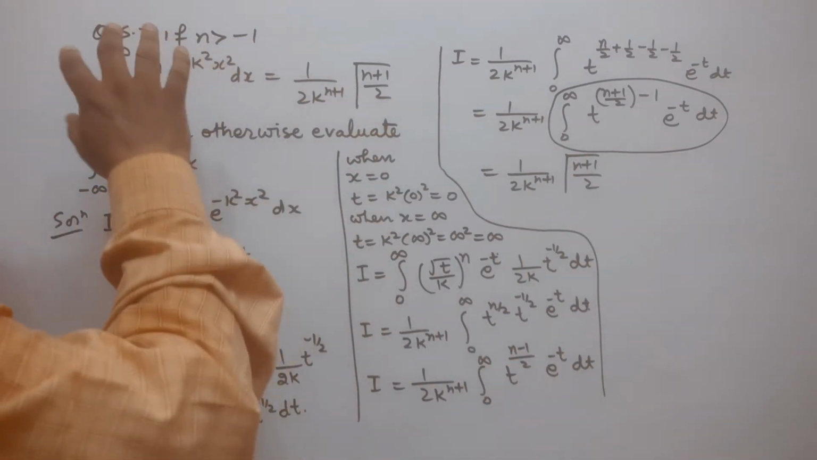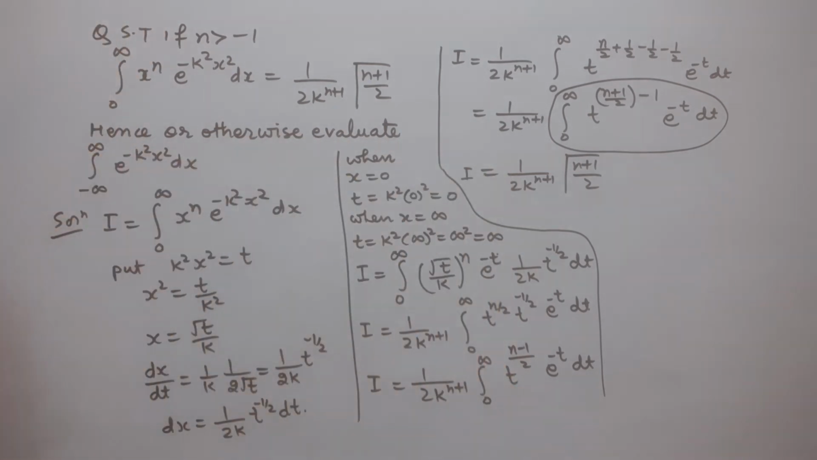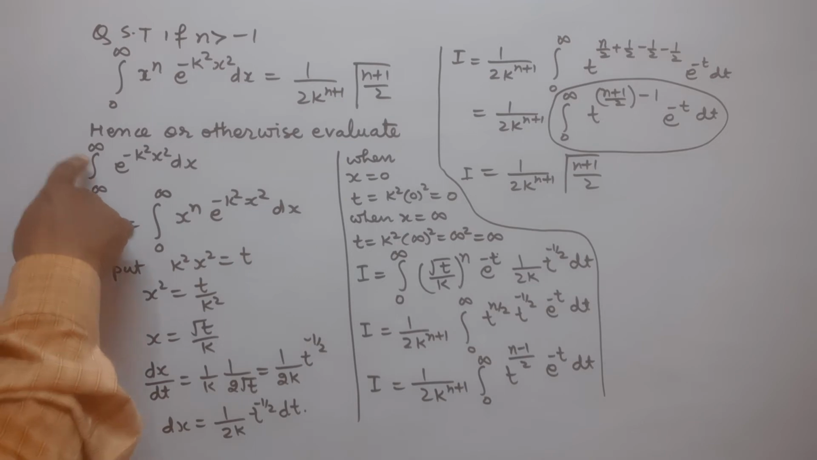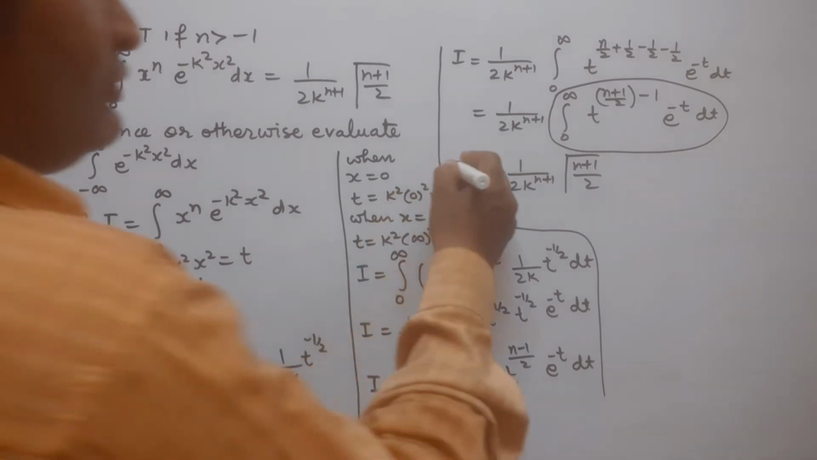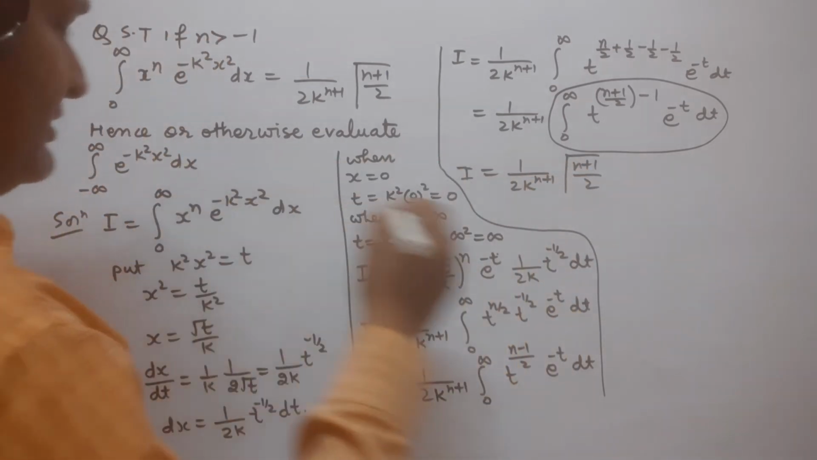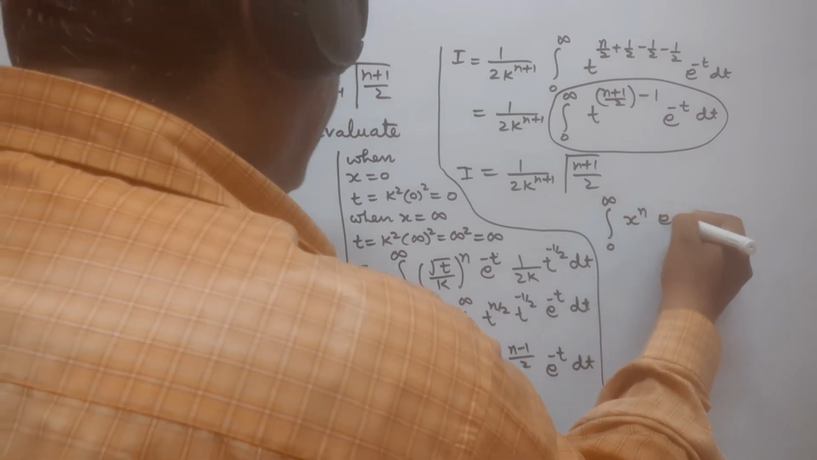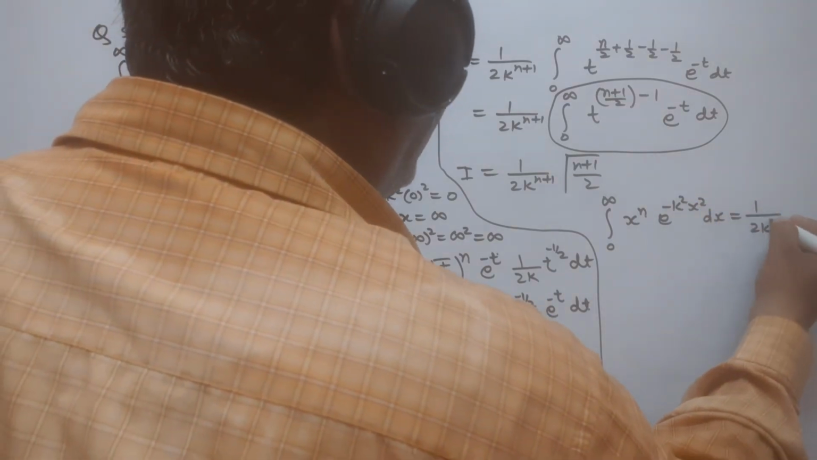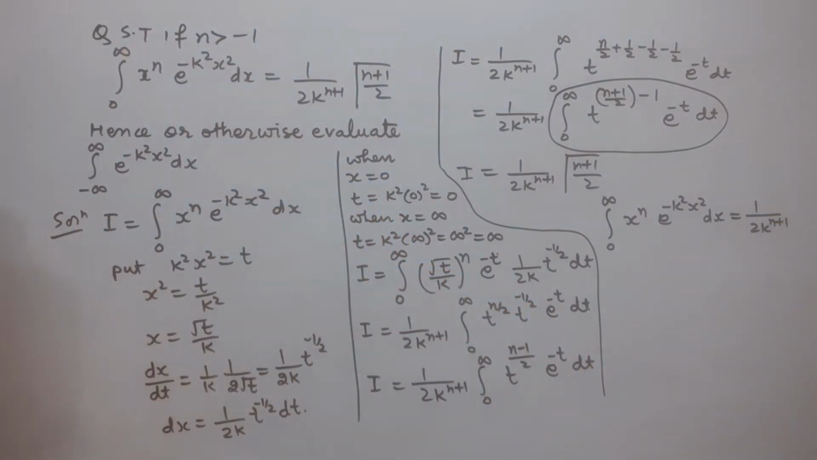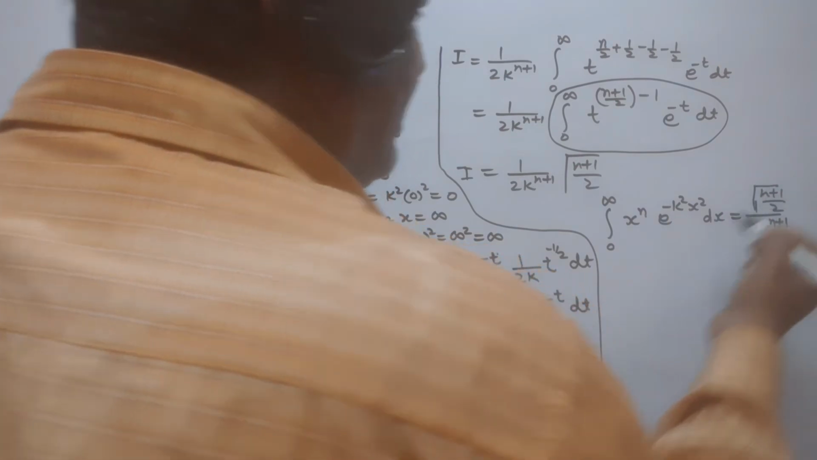So we prove the first answer here. Now we evaluate the second one, that is given integral between the limit minus infinity to plus infinity e to the power minus k square x square dx. So first we write here, integral between the limit 0 to infinity x to the power n e to the power minus k square x square dx is equal to 1/2 k to the power n plus 1, multiplied by gamma of n plus 1 by 2.